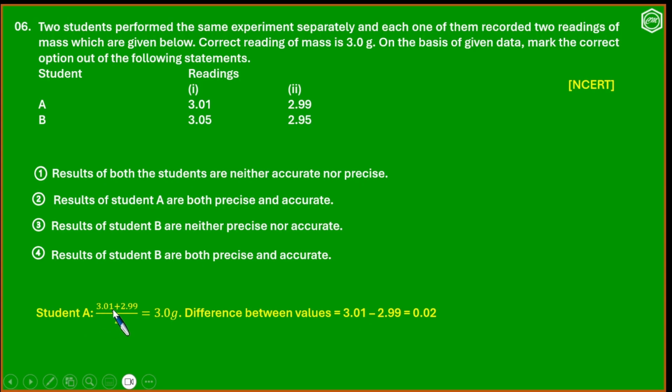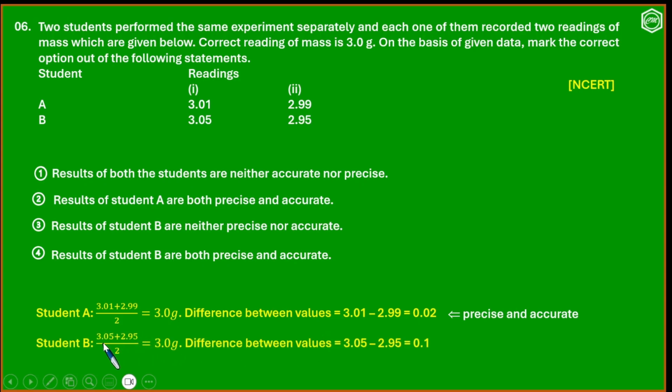Student A: 3.01 plus 2.99 by 2 equals 3.0 gram. It is exactly equal to the correct mass. The difference between his values is 3.01 minus 2.99 equals 0.02 gram only. So his measurement is precise and accurate.